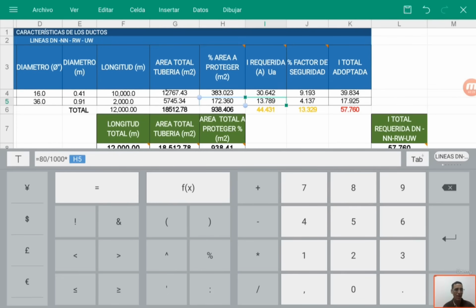Why does it have such an impact? Because going from 15 amps to 39 means a higher requirement, more materials, more anodes, more cable, greater rectifier capacity, and this increases costs. So obviously, these are the two main characteristics that affect our design.